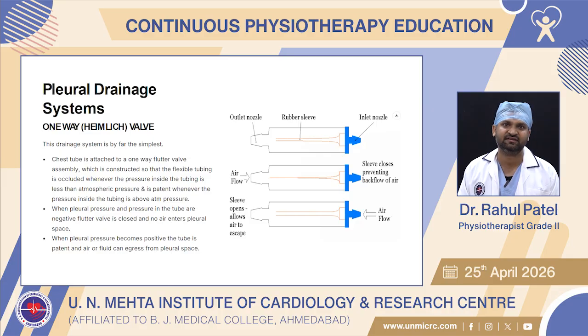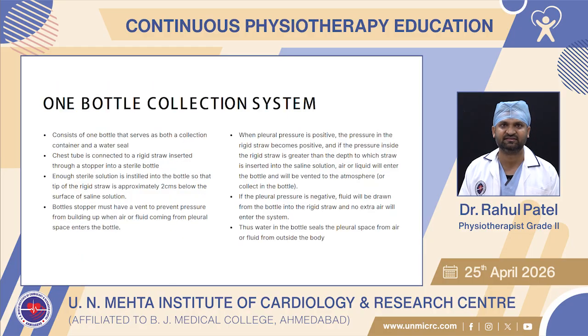When pleural pressure and pressure in the tube are negative, the flutter valve is closed and no air enters the pleural space. When pleural pressure becomes positive, the tube is patent and air or fluid can egress from the pleural space. A one bottle collection system consists of one bottle that serves as both a collection container and a water seal.